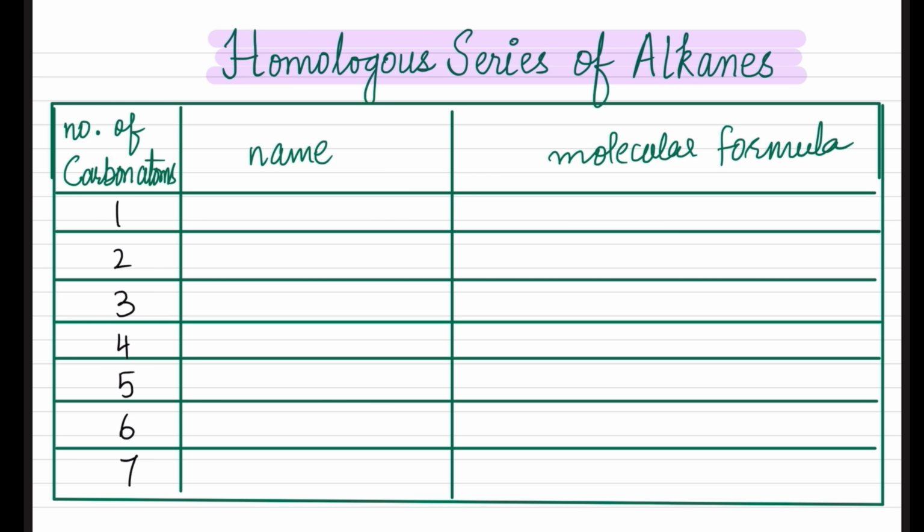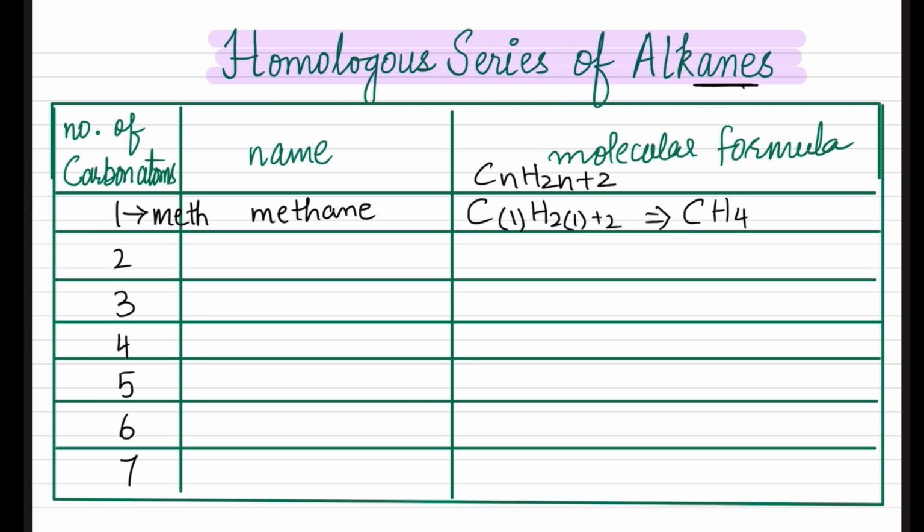The first member of the alkane homologous series, for one carbon atom, uses meth as the prefix, and the name of an alkane ends with ane. So, its name will be methane. And what will be its molecular formula? By using the general formula CnH2n+2, we will derive it. We take the number of carbon atoms as 1, C1. H will be 2 into 1 makes 2, plus 2 is 4. So the molecular formula for methane is CH4.